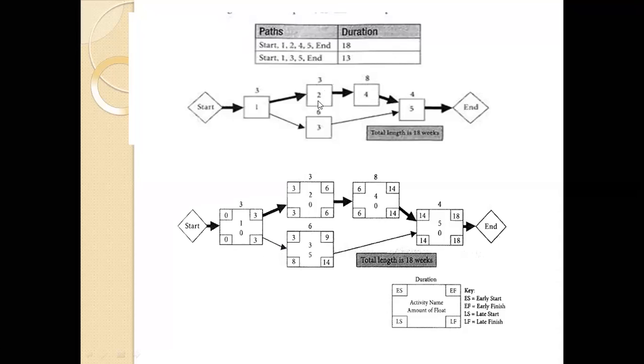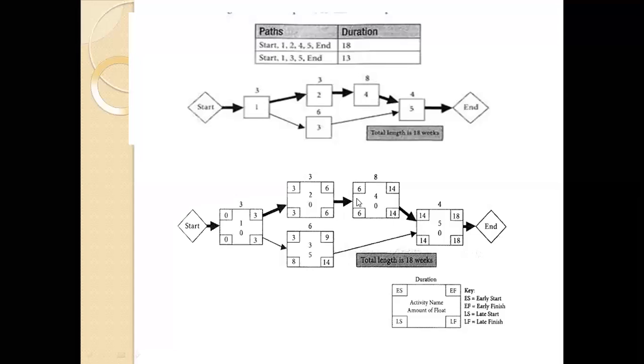Now moving towards activities 2 and 3. This activity 2 will only start when activity 1 is complete. Activity 1 completes after 3 hours, 3 days, or 3 weeks. So this will start at 3. If it completes at 3, it will start at 3. And it has a duration of 3. So 3 plus 3 will be 6. Early start is 3, early finish is 6. Latest start is 3, latest finish is 6 here.